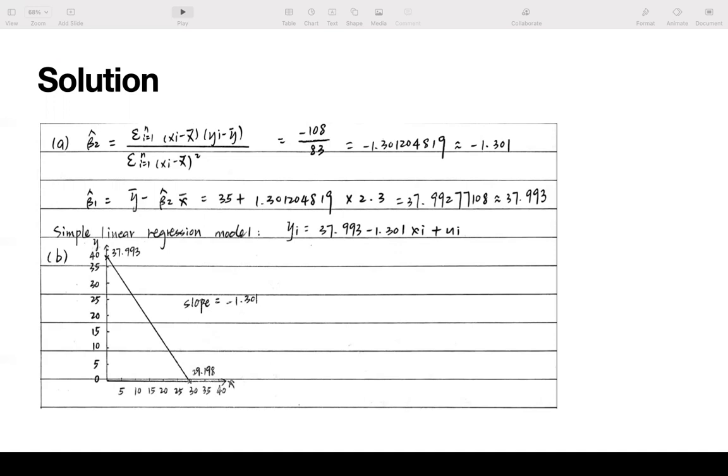For part B, we are asked to graph the least squares line and specify the slope and intercept in the graph. Here the slope is equal to beta 2 hat, which we calculated in part A, so it is equal to negative 1.301. The intercept equals 37.993, and it is the intercept on the y-axis.